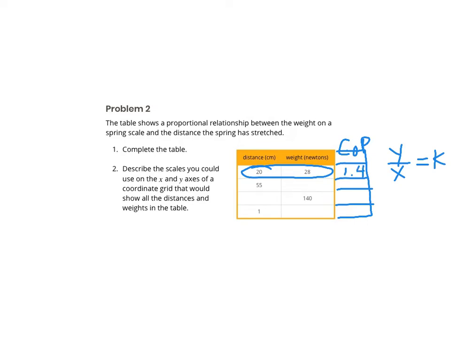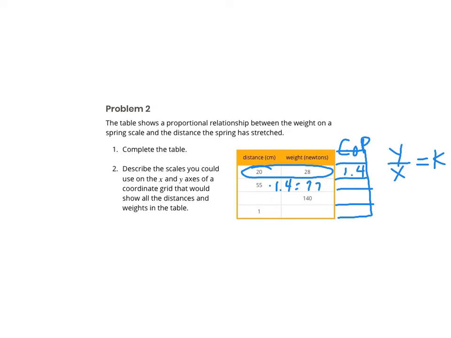That's going to help us fill in the rest of the table, because for the next row, we're going to take 55 and we're going to multiply it by 1.4. And that's going to give us a value of 77. So that's what goes into this box.